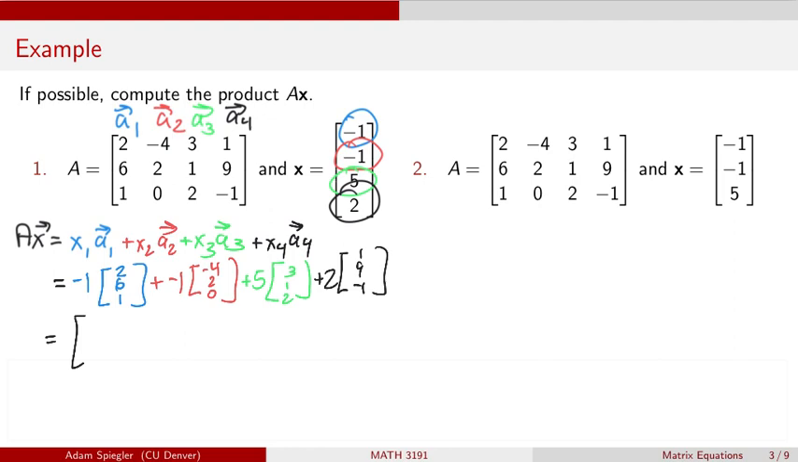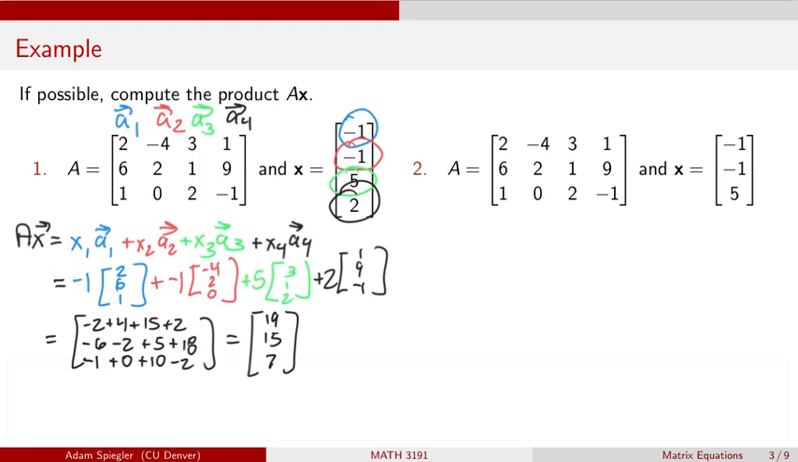And so that would give me -1 times the 2 is -2, and then we have the -1 times the -4, which gives us 5. We have 5 times 3 is 15, and 2 times 1 is 2. And we do the same for all the other entries. You get a -6, -2, plus 5, plus 18. And for the last entry, we would have a -1, plus 0, plus 5 times 2 is 10, -2. And then we just do the addition, and this gives us, in the end, a final result of 19, 15, 7.